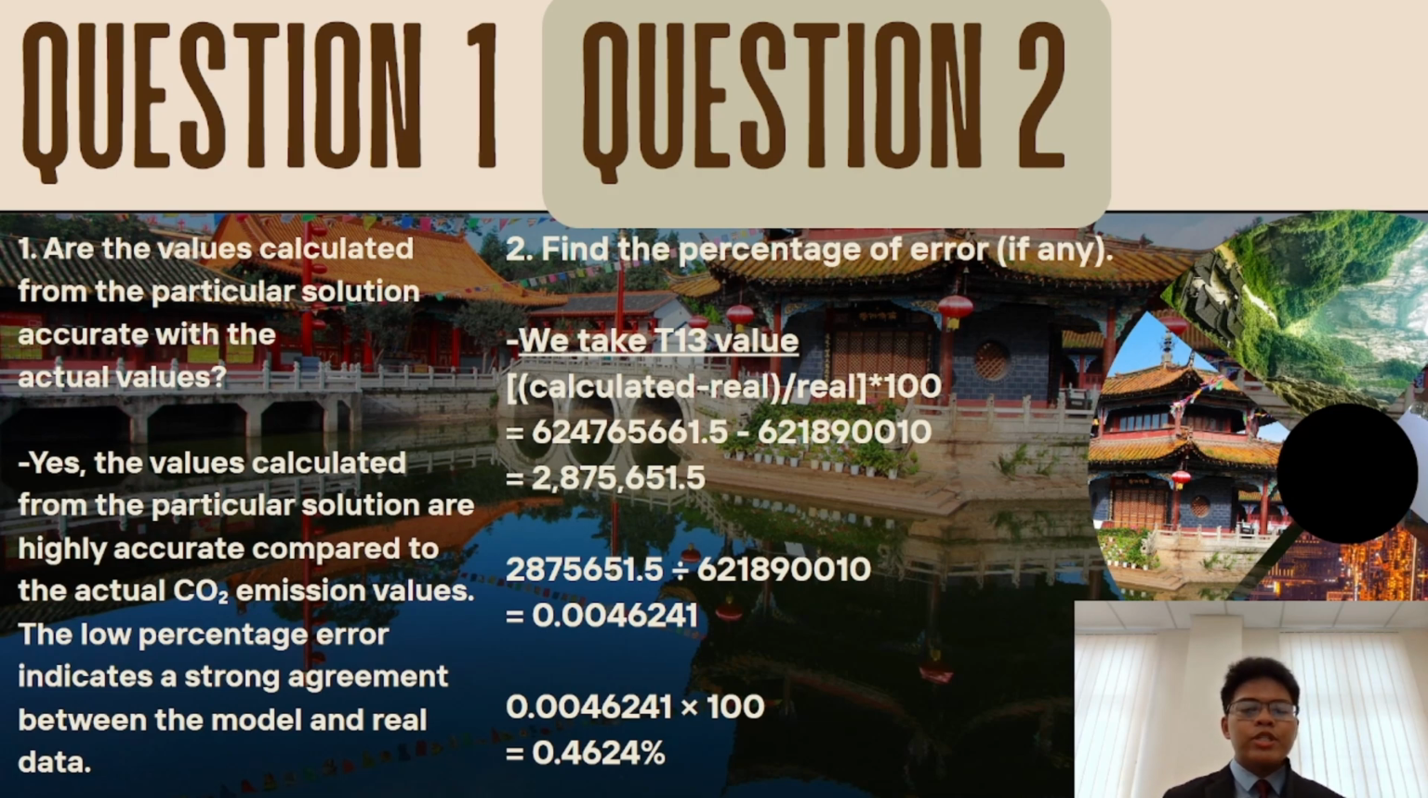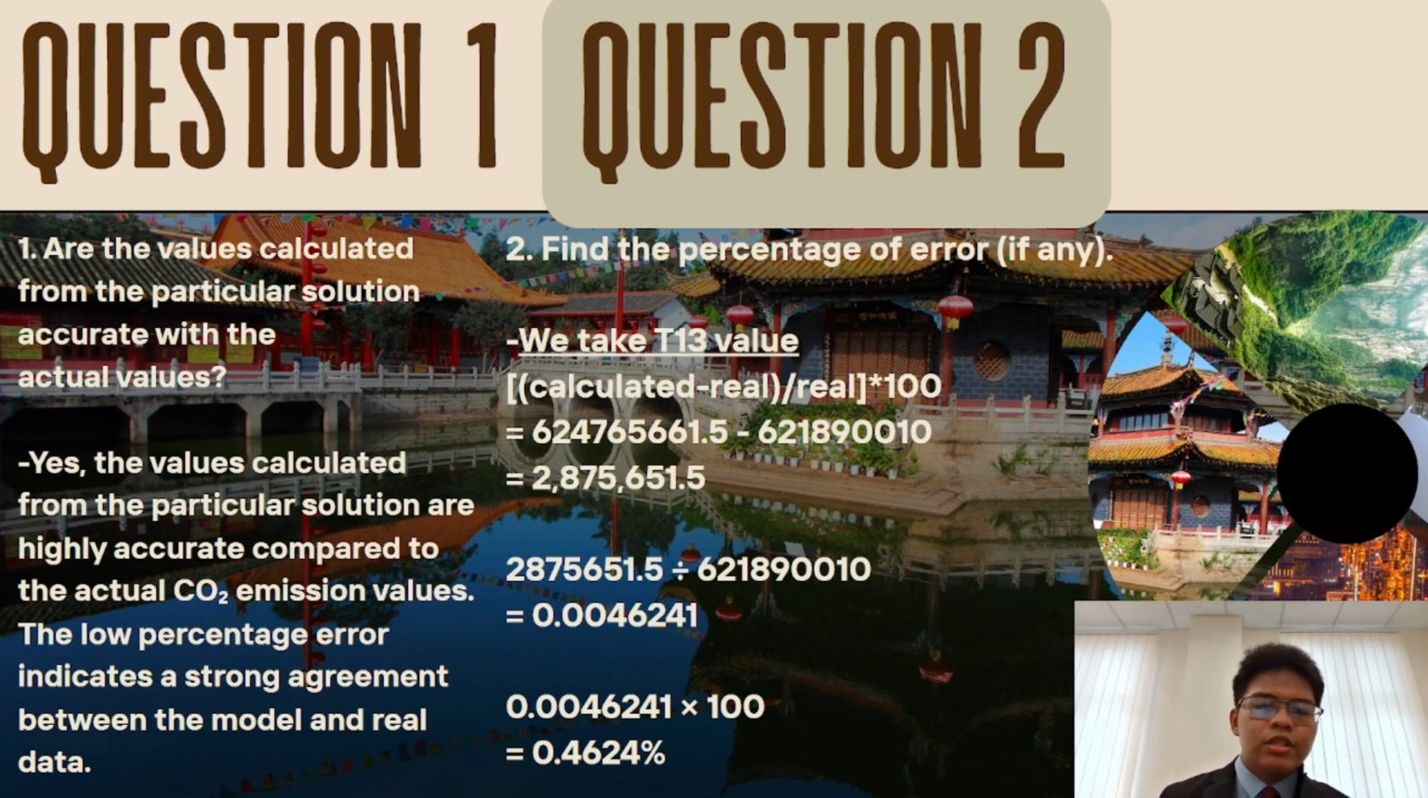Let's move on to question 2: find the percentage error, if any. So we take the value of t equals 13, which is 2011, and we use the formula: calculated value minus the actual value, divided by the actual value, times 100. And we get the value 0.4624%.